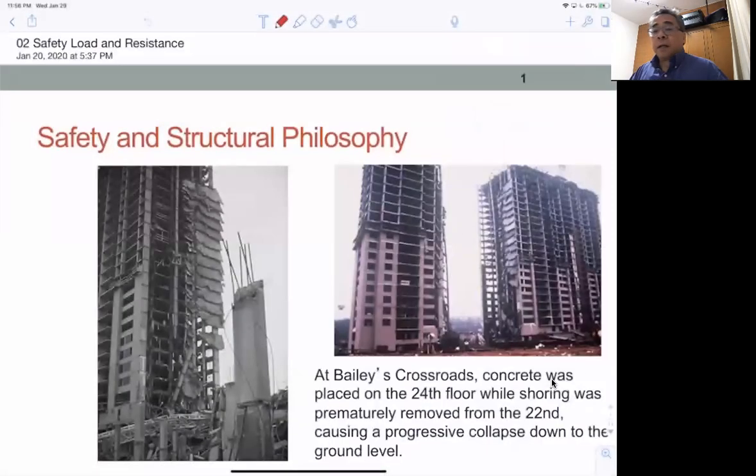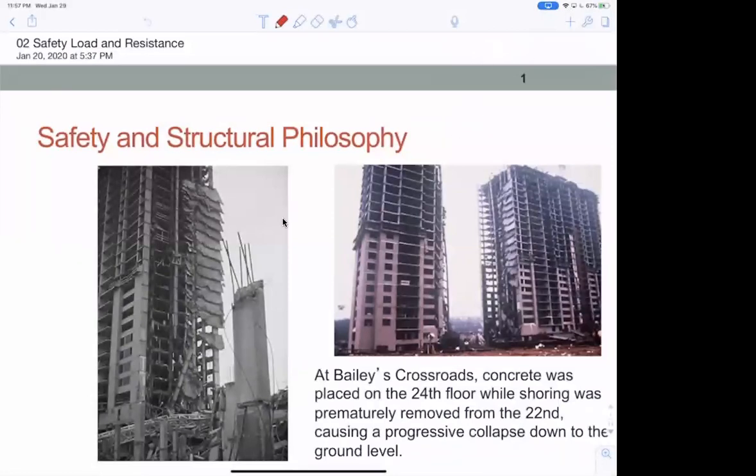Okay, so I'm going to continue with a discussion about safety in design. So we'll talk about safety load and resistance. I'm going to cast my iPad. So just a second. Here we go. And there we go. Okay, so we're going to talk about safety and the structural philosophy behind safety.